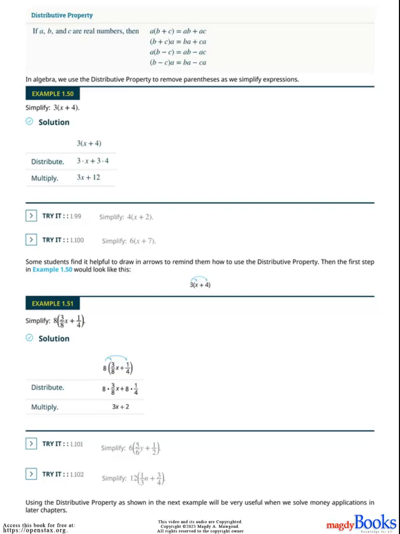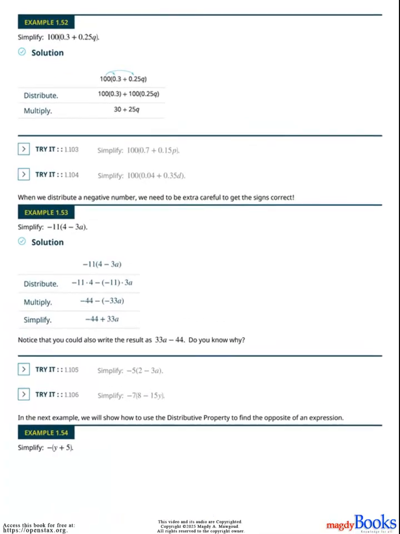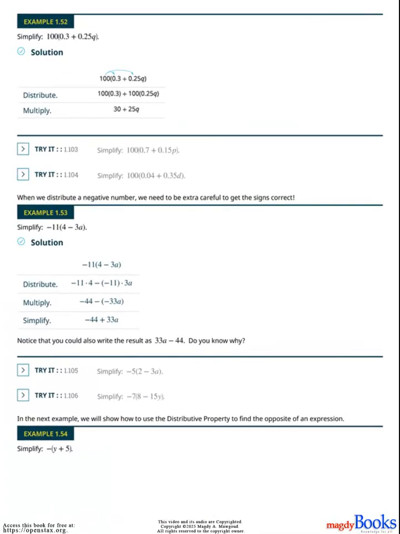Try it 1.101. Simplify 6 times (5 over 6 y plus 1 over 2). Try it 1.102. Simplify 12 times (1 over 3 n plus 3 over 4). Using the distributive property as shown in the next example will be very useful when we solve money applications in later chapters.